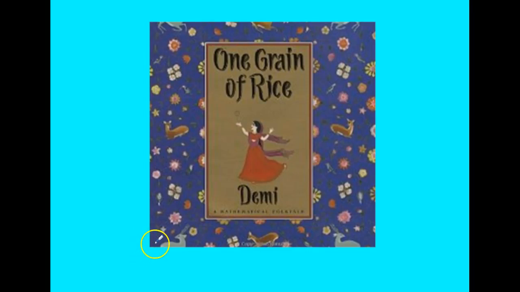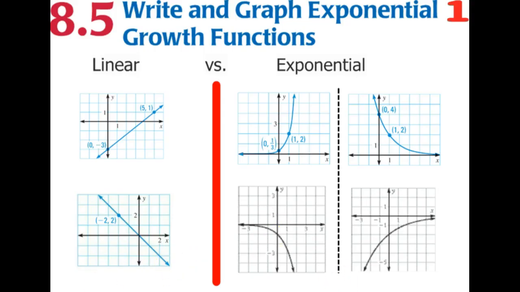Good morning. Today we are doing lesson 8.5. Hopefully in class I have already read this book to you so you know kind of an idea of what we are learning about today in terms of exponential growth.